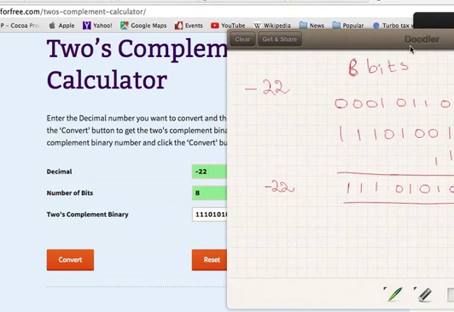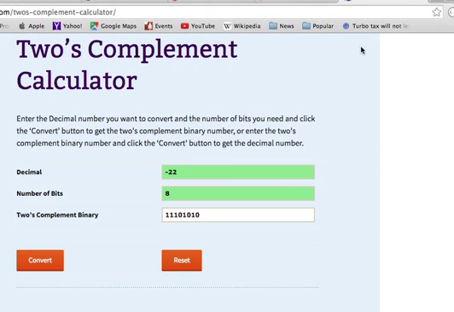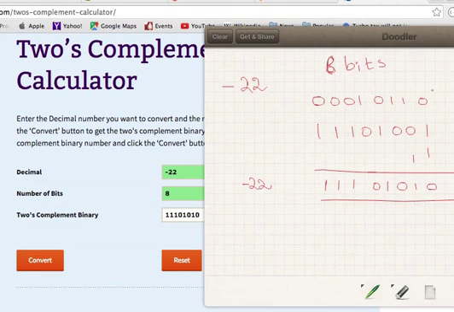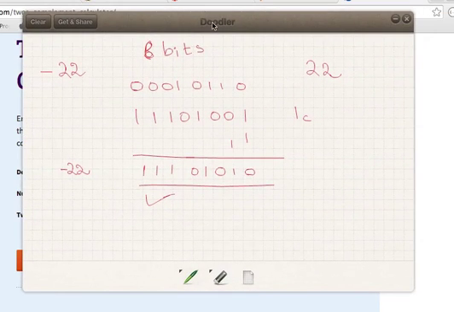Let's move this a little bit more. If you see here, 1110, 1110. So that is how negative numbers are represented. You take any positive number, flip that to its 1's complement, then add 1. That's it. You get the negative number. Thank you.